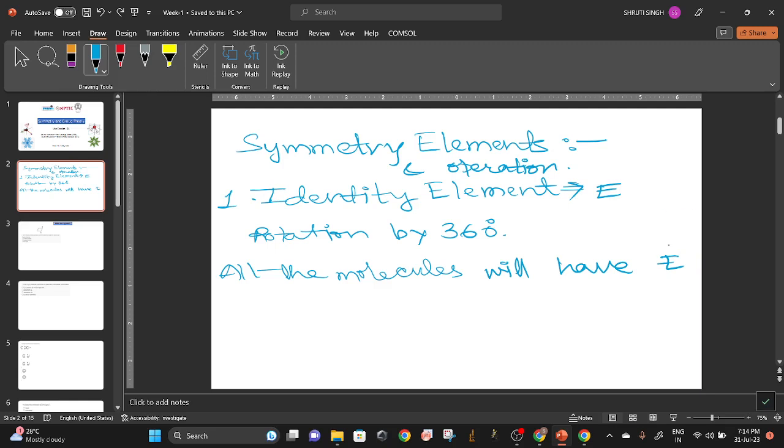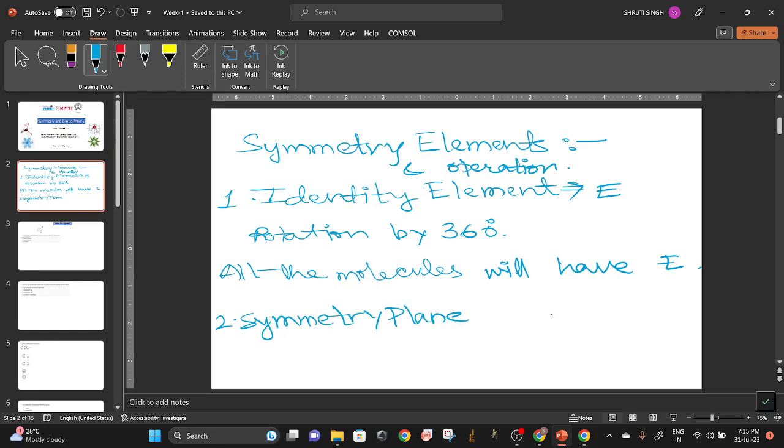So all the molecules will have an identity element for sure. Okay, so next one is our axis. Let's take the plane first. Symmetry plane. This is the second symmetry element, which is called the plane.